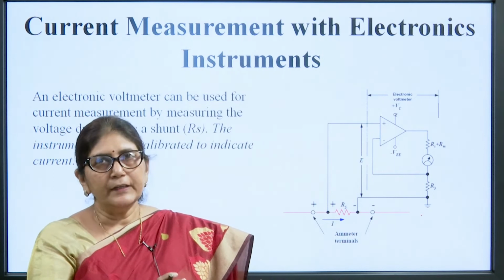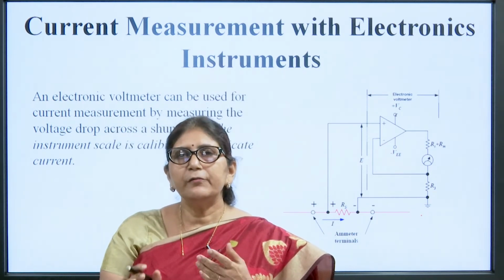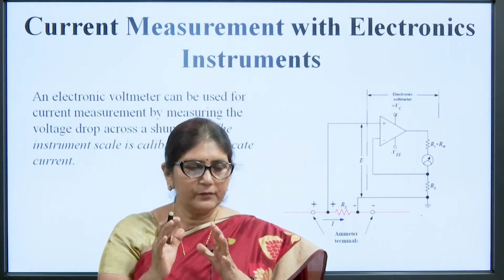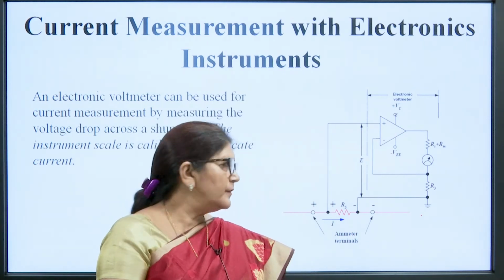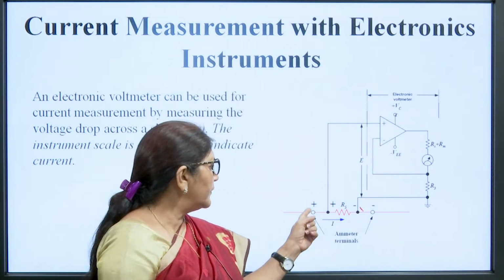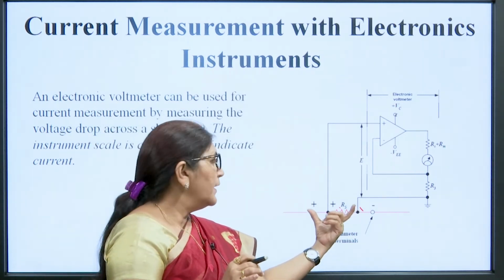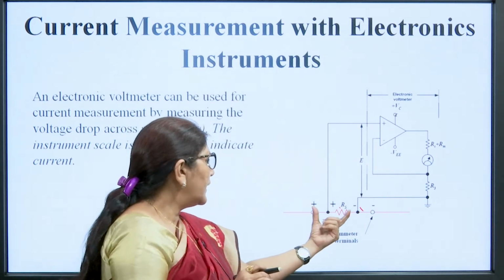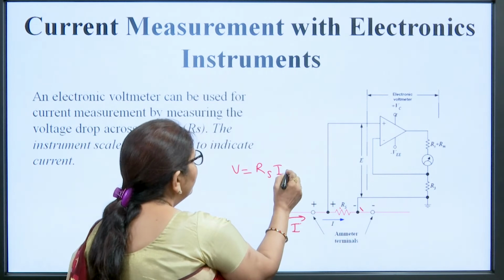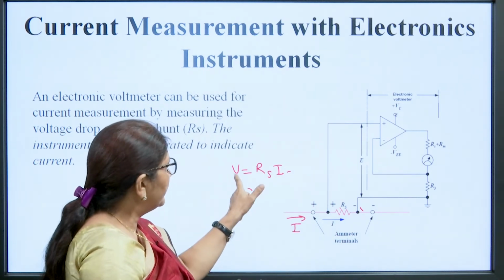Similarly, we can measure current with an electronic instrument. For the current measurement, we know that in the PMMC electronic circuit, the current is measured when voltage is applied across a constant resistance. Here RS is a constant resistance. Suppose we want to measure the current in any meter, so we will place an ammeter here. The current is flowing through this resistance RS, so a voltage drop is produced across it, and that voltage difference is measured by the instrument. We know V is equal to RS into I, where I is the current flowing here. Since RS is constant, V is proportional to I.